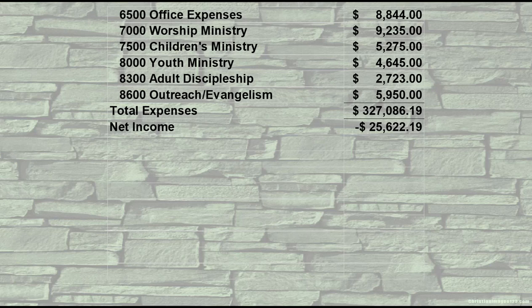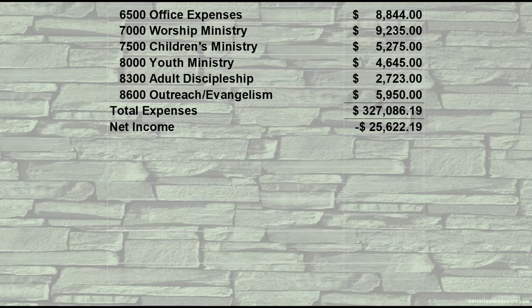But then some of these smaller budgets, office expenses, worship ministry, children's ministry, youth ministry, adult discipleship, outreach and evangelism, are smaller line items with smaller budgets, so I really don't need to show all the detail. Mainly, as long as they're within their budget, we really don't need to worry about the details as much. But this ends up being a report that fits on one page.